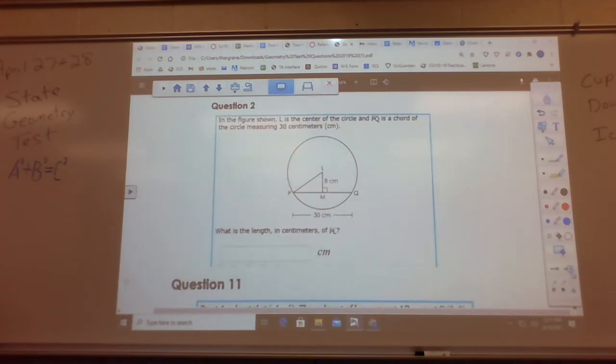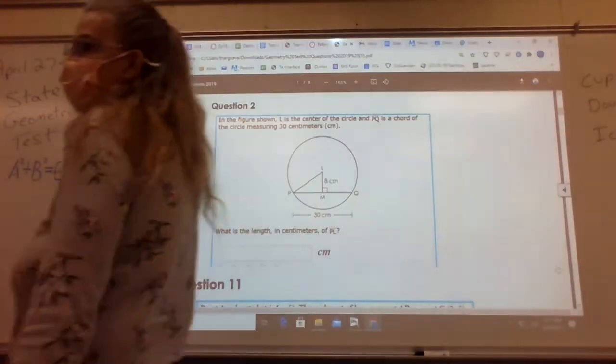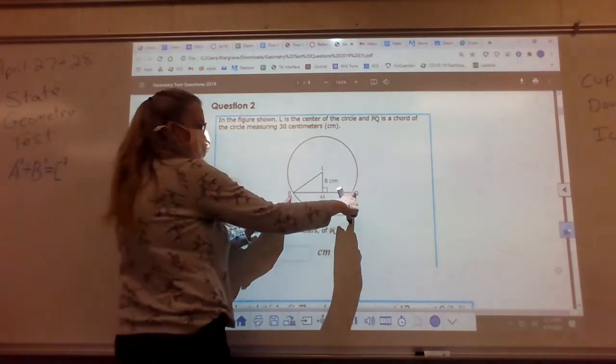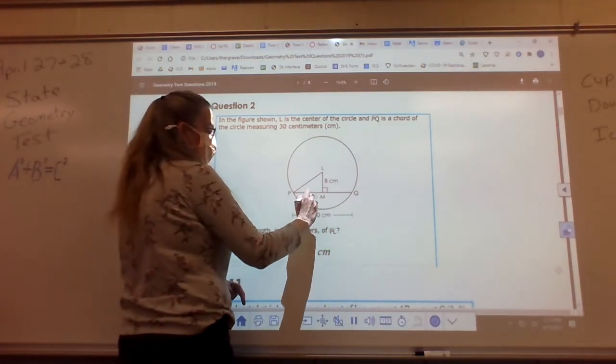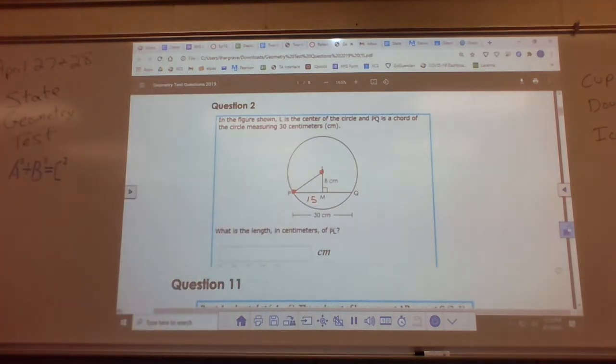Number 2. Did anybody get an answer? I tried it. I didn't get an answer. The farthest I got was that 15 was like the other half. That'd be a start. So this whole thing is 30. This is 15. That's a start. And I'm trying to figure out from here to here. So if I know that side's 15, does anybody have any thoughts on how I can find the PL?